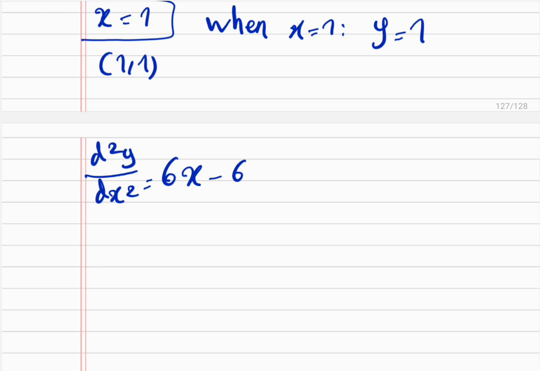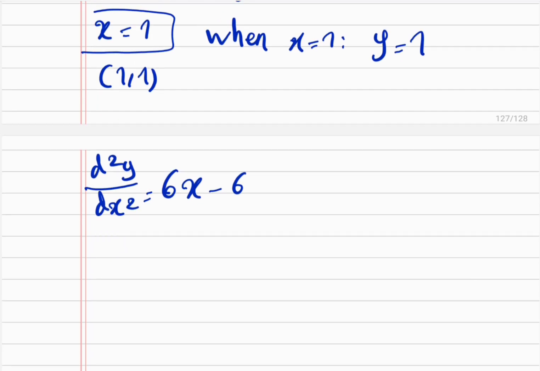Okay. Now we substitute the x coordinate of the stationary point into the second derivative, because in the usual cases, if we have a maximum, then when we substitute the x coordinate of the stationary point, we get a negative number, and if it's a minimum, we get a positive number. So in this case, let's substitute and see what happens. We know that it's going to be a point of inflection, but imagine that the question hadn't given us that. So when x is equal to 1, the second derivative becomes 6 minus 6, which is 0.